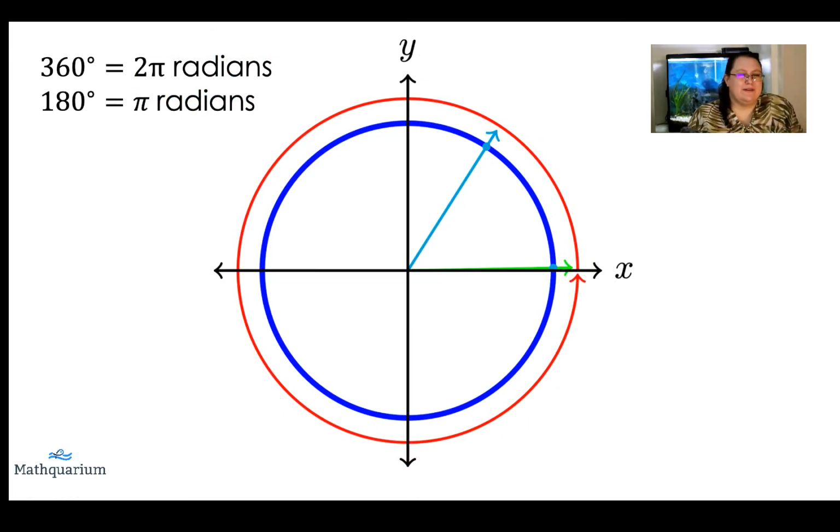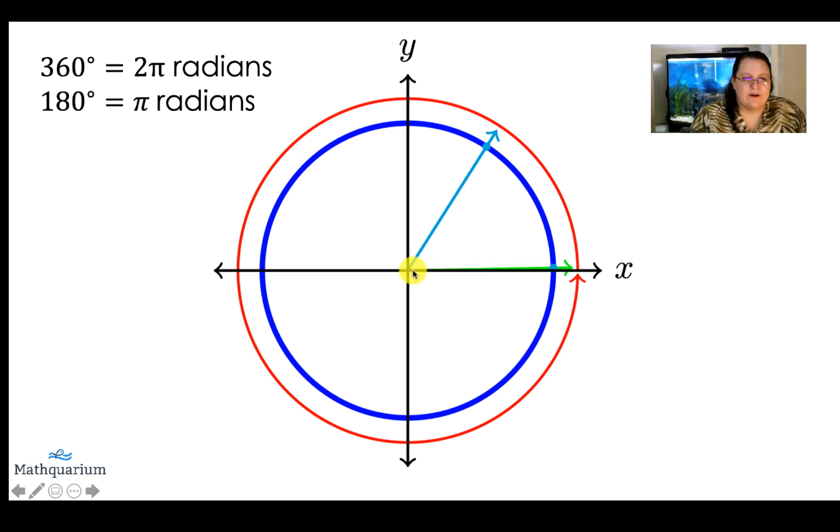Hopefully you've noticed that there's a link between a whole 360 degrees can also now be called 2 pi radians. Or if you want to take half of that, 180 degrees, turning around just backwards, right? 180 degrees is equal to pi radians.